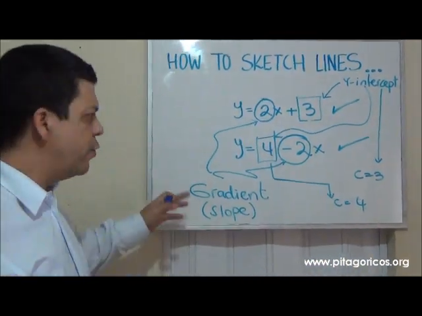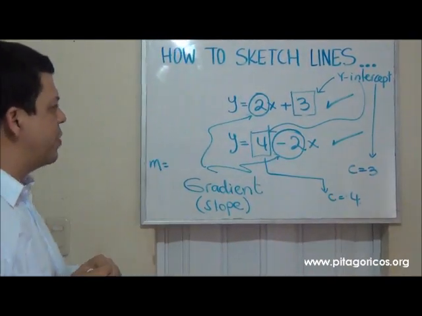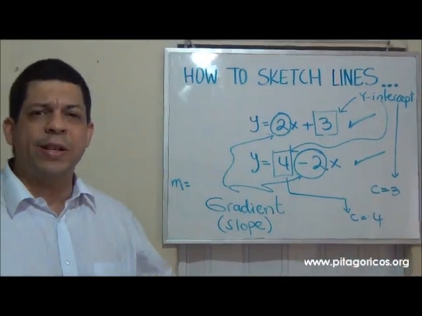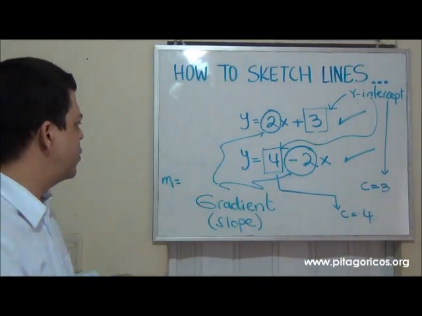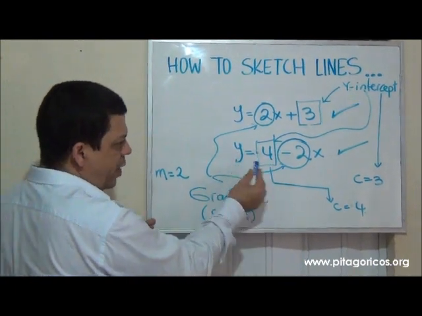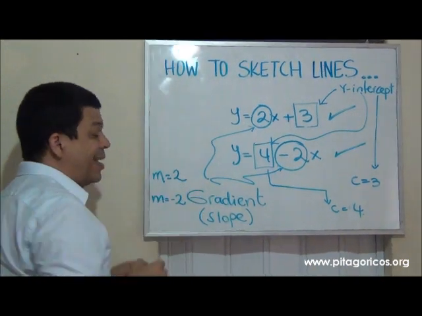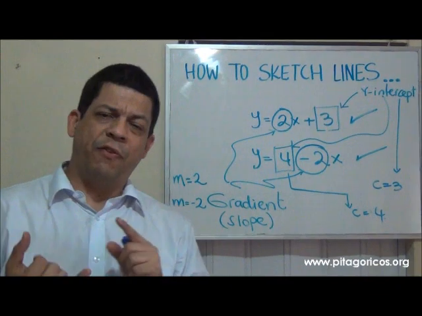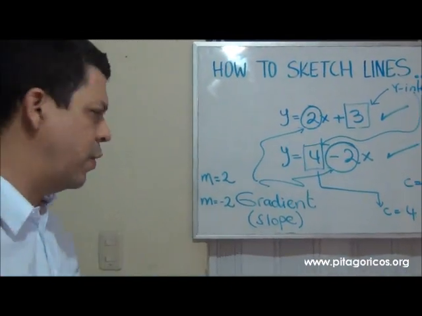The letter that we use for the gradient is m. And it's a very common mistake to say something like, what is the gradient of this straight line? It's very common to say 2x. No, it's not 2x. The gradient is one number. In this case, it's 2. And in the other equation, that is y equals 4 minus 2x, the gradient is negative, it is -2. As I said before, these values can be any type. It could be a fraction, it could be a decimal, it could be negative, it could even be 0.